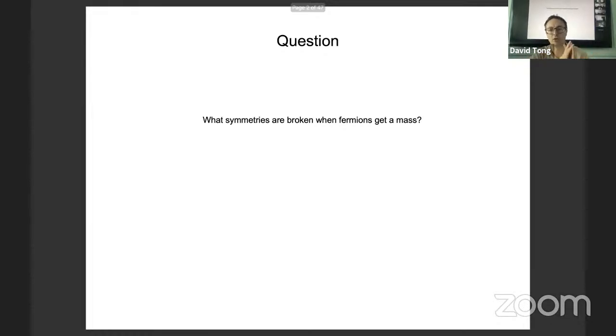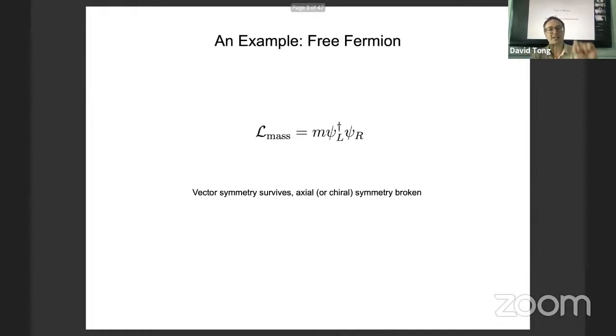To set the scene, let me just tell you things that you know already. Here's the simplest example. In 4 dimensions, if you have a massless Dirac fermion, it splits up into 2 Weyl fermions, and there are 2 U1 symmetries which rotate the left-handed and right-handed fermion independently. When you give it a mass, one of those U1 symmetries is broken. So the diagonal U1 symmetry is preserved in that case, and the axial or chiral symmetry that rotates the left-handed and right-handed fermions in opposite directions is broken by the mass term.